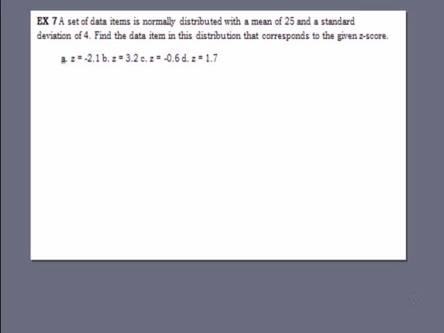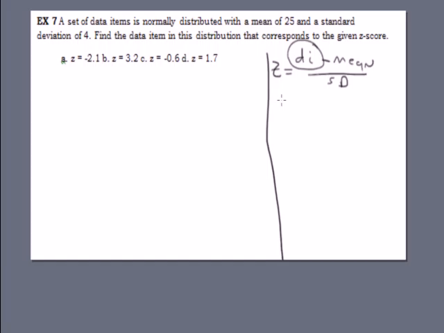In example 7, we're told a set of data items is normally distributed with a mean of 25 and a standard deviation of 4. We're asked to find the data item in this distribution that corresponds to the given z-scores. Well, in general, let's put the formula over here. We know the z-score equals the data item minus the mean over the standard deviation. If I care about finding what the actual data item is, I can multiply the z-score times the standard deviation and then add the mean to both sides.